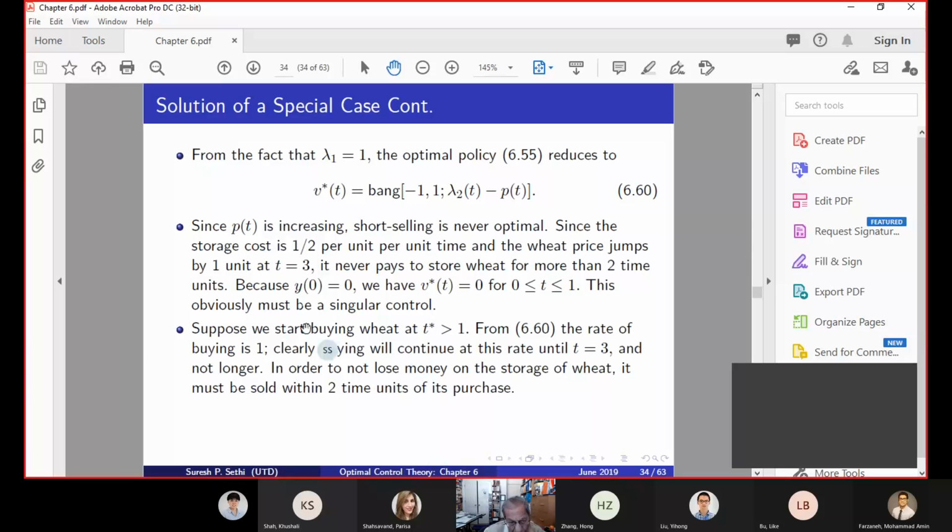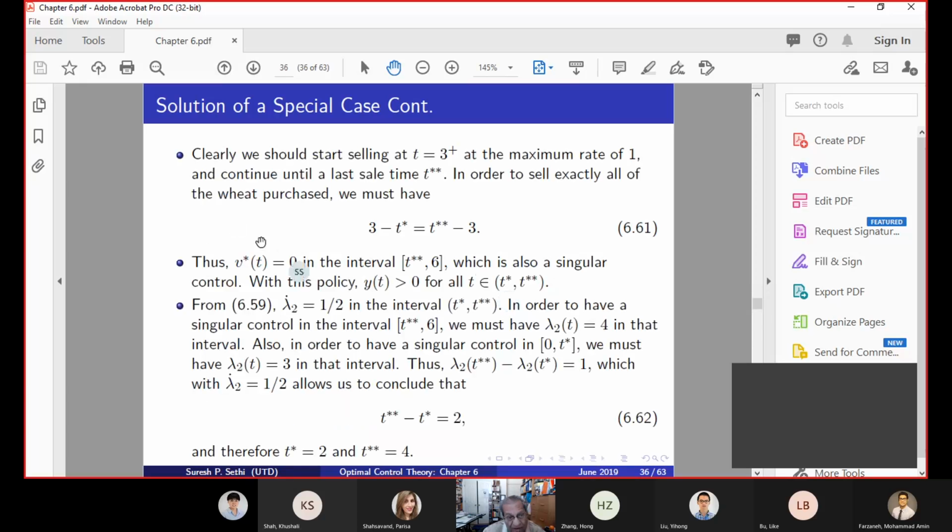So we start buying at T star still bigger than 1, but we don't know when we're going to begin. That's what we're trying to do here. And whatever we buy must be sold within 2 units of time of its purchase. That's the idea here as well. So in order to do that, we can say clearly we should start selling the wheat at 3 plus. If you buy at the maximum rate of 1, we have to start selling at some time 3 or later. So we can call the last sale time T double star.